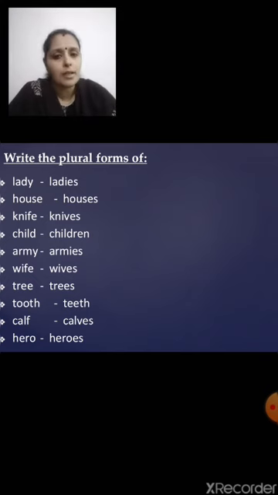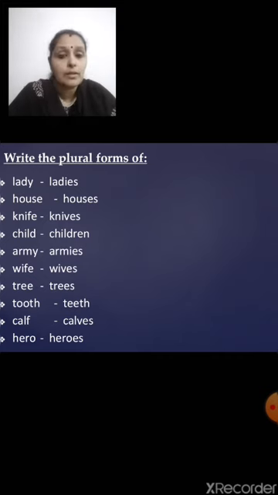Army, armies. So the last letter is Y. I'll remove it, add I over there and ES. So A-R-M-I-E-S, armies. Wife, W-I-F-E, wife. Last two letters are F-E. So remove F-E, add V over there and add ES. So W-I-V-E-S, wives. T-R-E-E, tree. So what should you do? Just add S to it. T-R-E-E-S, trees.